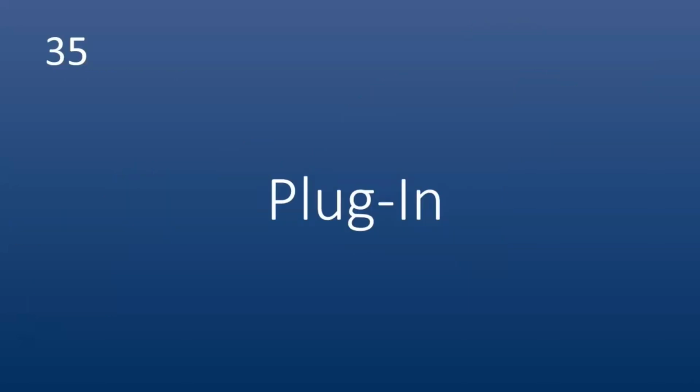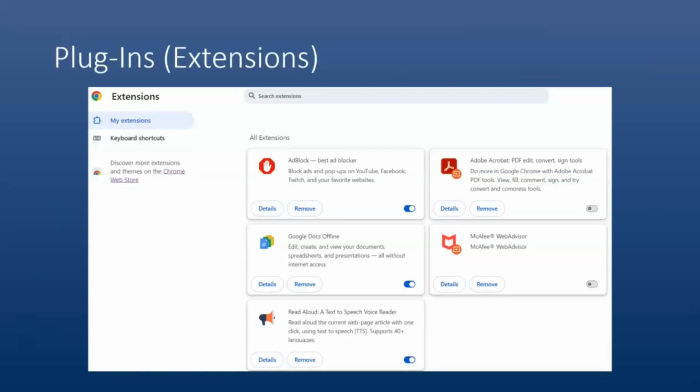Plugin. Plugins are extensions that add additional functions to a browser. In Google Chrome, you can download extensions for free. These can, for example, block unwanted ads, display PDF documents, or read the text of a web page aloud.